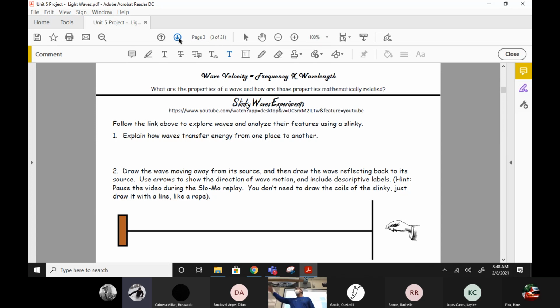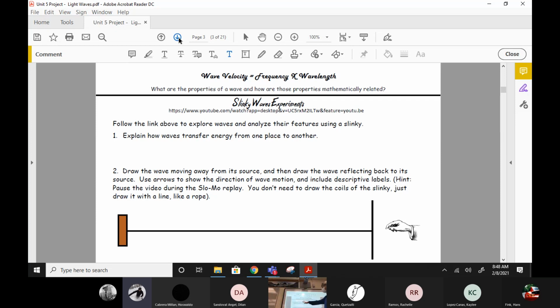And others are huge with light also. It might be even a kilometer from one wave crest to the next, a huge wavelength. If we multiply the frequency times the wavelength, we get the speed of the wave, the velocity of the wave. Okay?